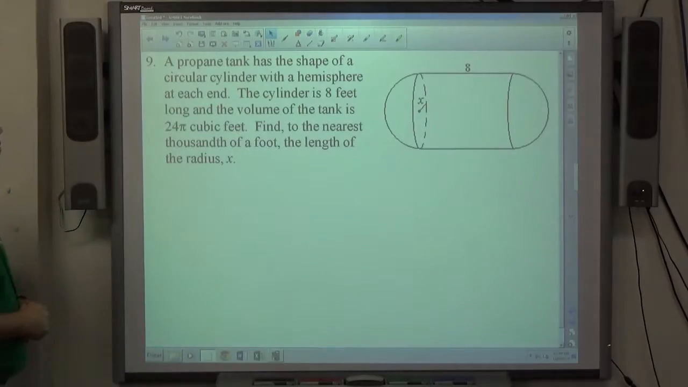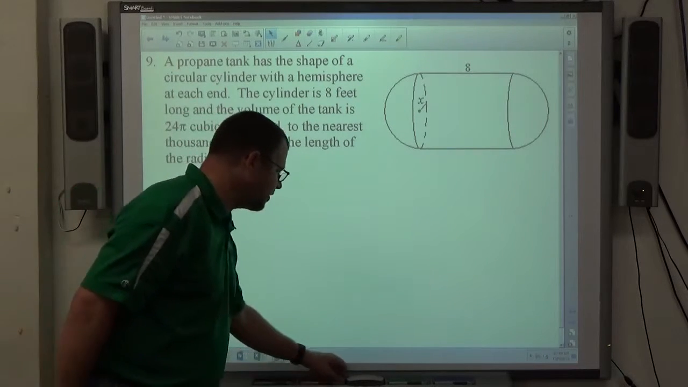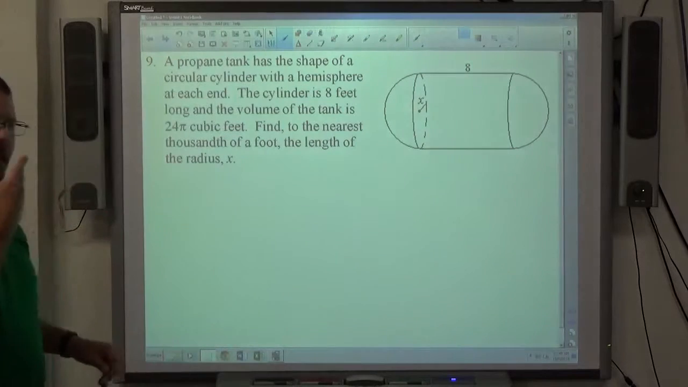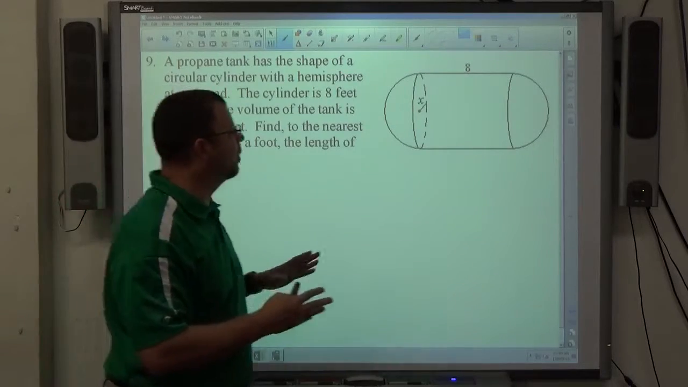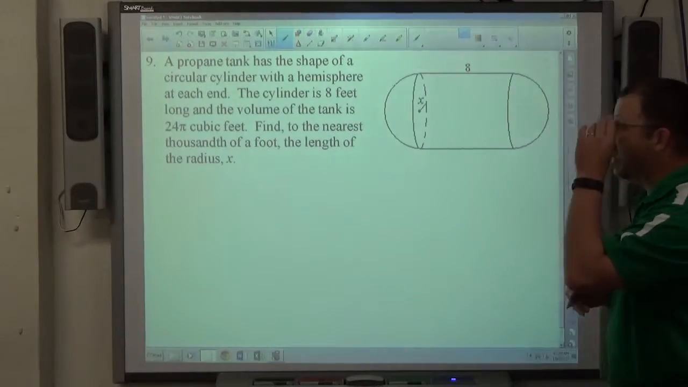Number 9, a propane tank has the shape of a circular cylinder with a hemisphere at each end. The cylinder is 8 feet long, the volume of the tank is 24 cubic feet. Find to the nearest thousandth of a foot the length of the radius x. This problem goes back to the idea that you need to remember everything you've ever learned about math to do this class. And what we're dealing with here is the volume of a tank.